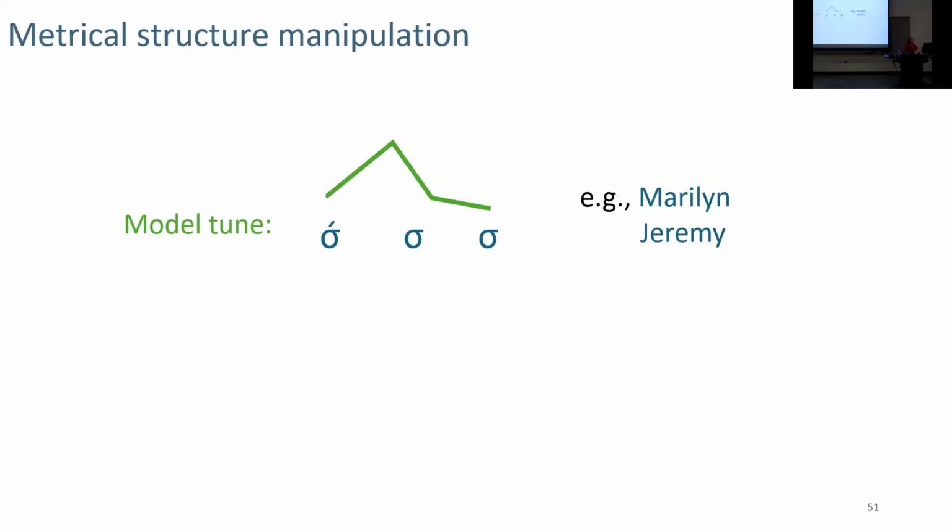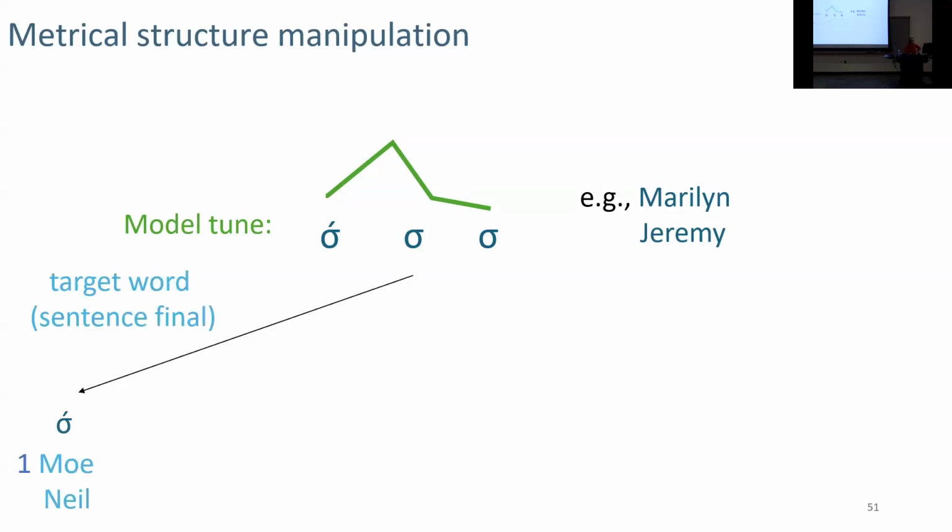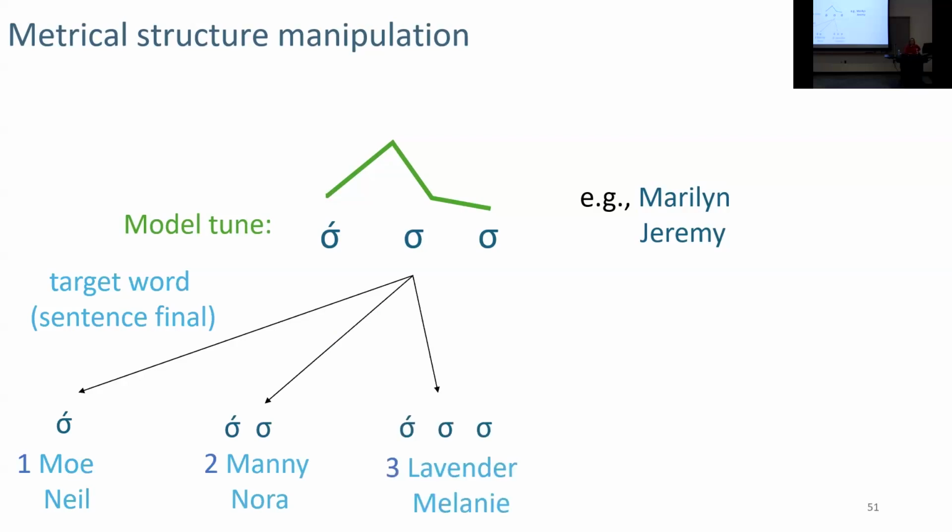So in this experiment, the model tunes were still represented on a 3-syllable word with initial stress. And in fact, it was the same stimuli that we used in our previous experiments. But now participants had to reproduce the tune on a new sentence, on a new word that had either 1 syllable, 2 syllables with initial stress, or 3 syllables with initial stress.